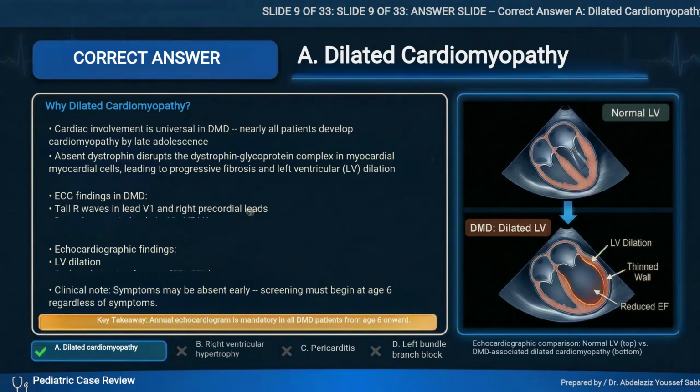Echocardiographic findings include left ventricular dilation, reduced ejection fraction below 55%, and wall motion abnormalities in posterobasal segments. An important clinical note: symptoms may be absent early, so cardiac screening must begin at age 6 regardless of symptoms. Annual echocardiogram is mandatory in all Duchenne muscular dystrophy patients from age 6 onward.